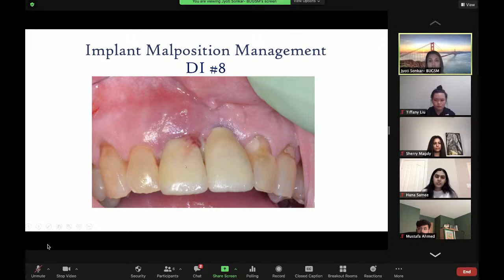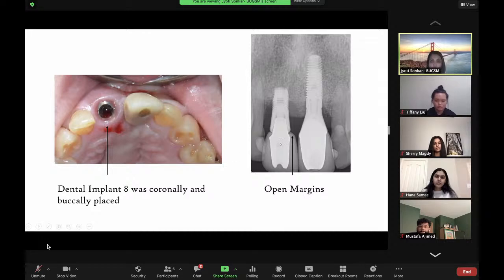Look at this tooth. Number 8 is an implant, and look at the pus. This is like a pimple in the gum, and it's actually infected. So you can see the pus actually flowing out. So what happened here? Look at this implant. Both of them are implants, but understand the difference.